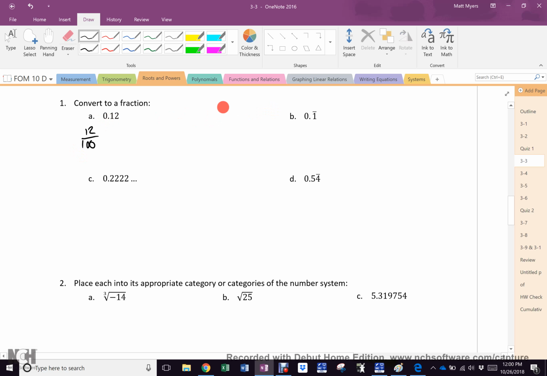Now, of course, would you ever tell me that that is the final fraction for 0.12? No, what would it be? 6 over 50. Would you ever tell me that was the final? No, what would it be? 3 over 25. Right? Everybody's cool there, yeah?